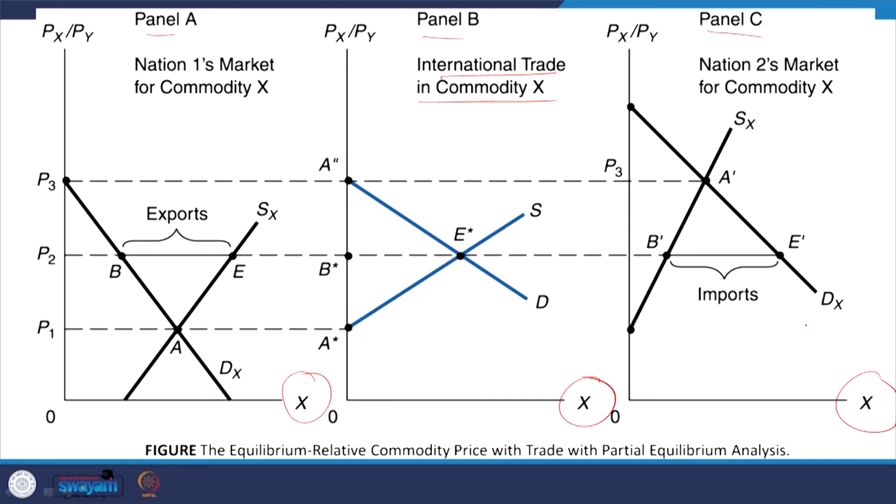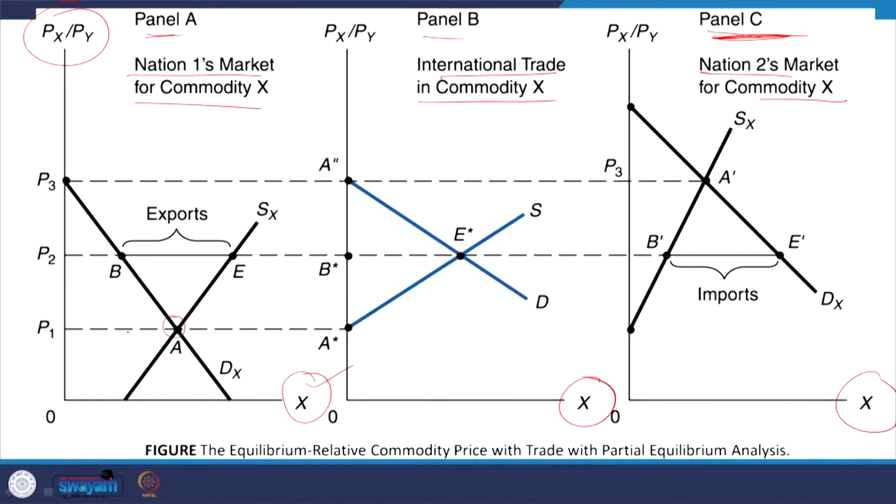Now, here what is more important, because now we are looking at panel A, nation 1's market for commodity X, and panel C, where we are emphasizing commodity X in nation 2's market. Let us put our vertical axis in terms of relative prices of X as compared to the prices of Y in their domestic country. Accordingly, demand for X can be defined, or we can also take the relative demand of X as compared to Y, but since it is purely partial, let us stick to only partial equilibrium with X demand and supply.